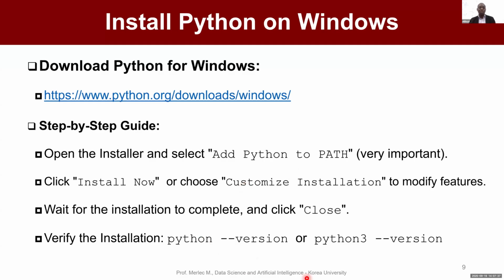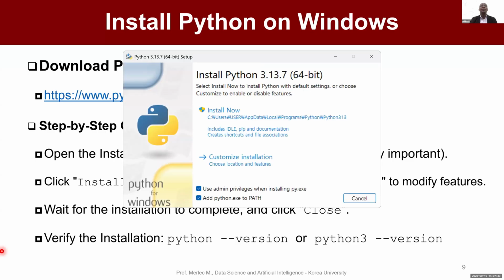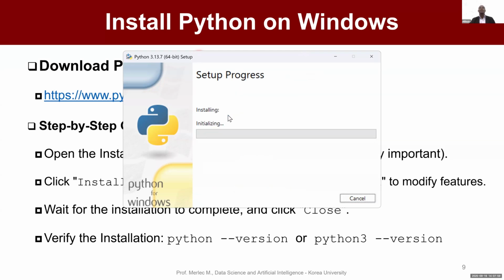Then you can install your program. Let me proceed with the installation. You will see here, I will just keep the default setup, but I make sure that I've checked this path to add Python to the path and the admin privilege. Then I will click here on install now. When I click on this, it will take a few minutes.